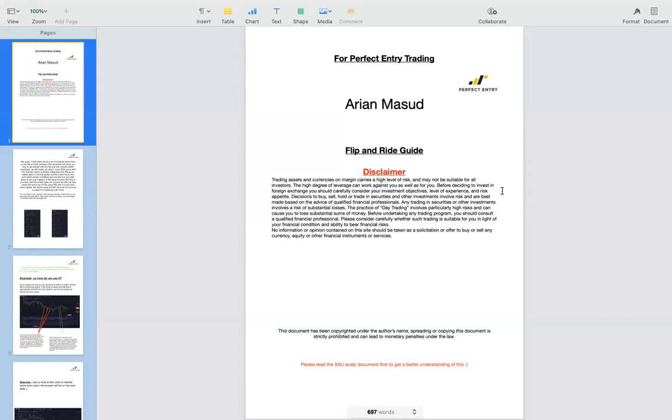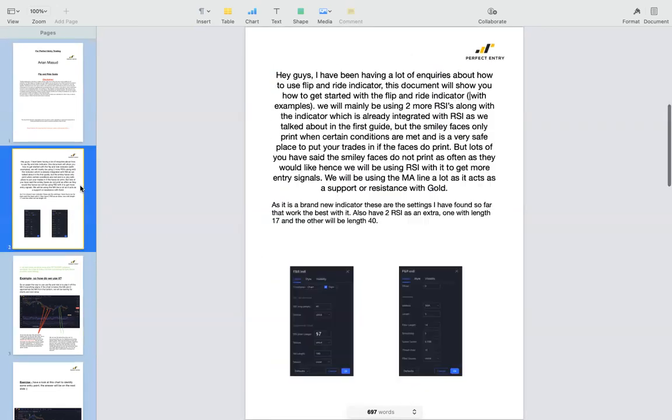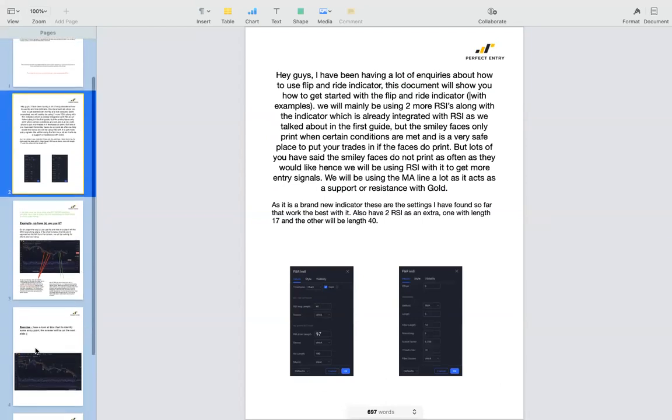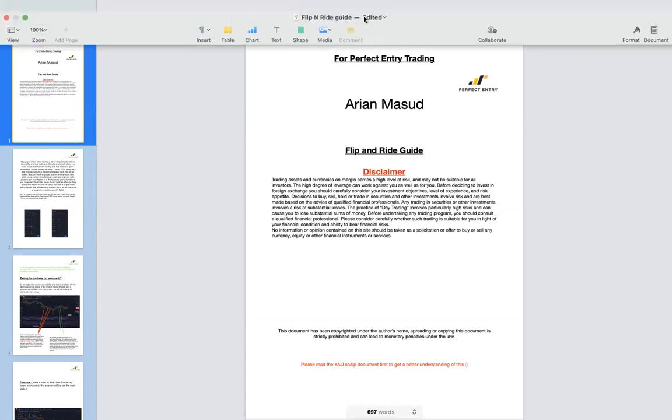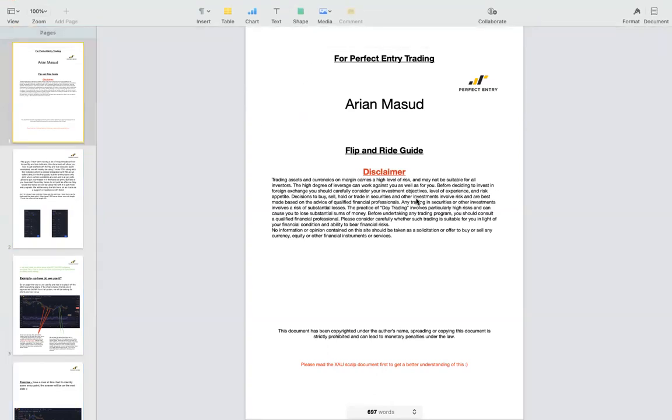Today we're going to be looking at the flip and ride indicator. I'll mainly be following all the settings and everything from the guide I already have, so feel free to look back into that. This will mainly be a summary on how to use the flip and ride indicator, if you start looking at some charts.